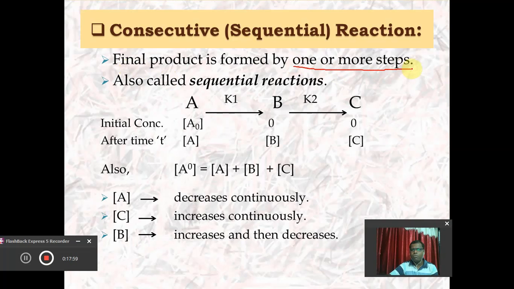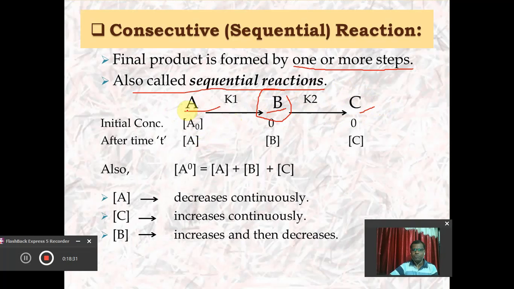By one or more than one steps. So it consists of more than one step, and that's why these reactions are also called sequential reactions. It means that initially a reactant gets converted into an intermediate, and later on this intermediate gives the formation of product. So here A is the reactant, B is the intermediate, and C is the final product. So for the conversion of reactant into product, we have some intermediate, and this total conversion involves more than one step.